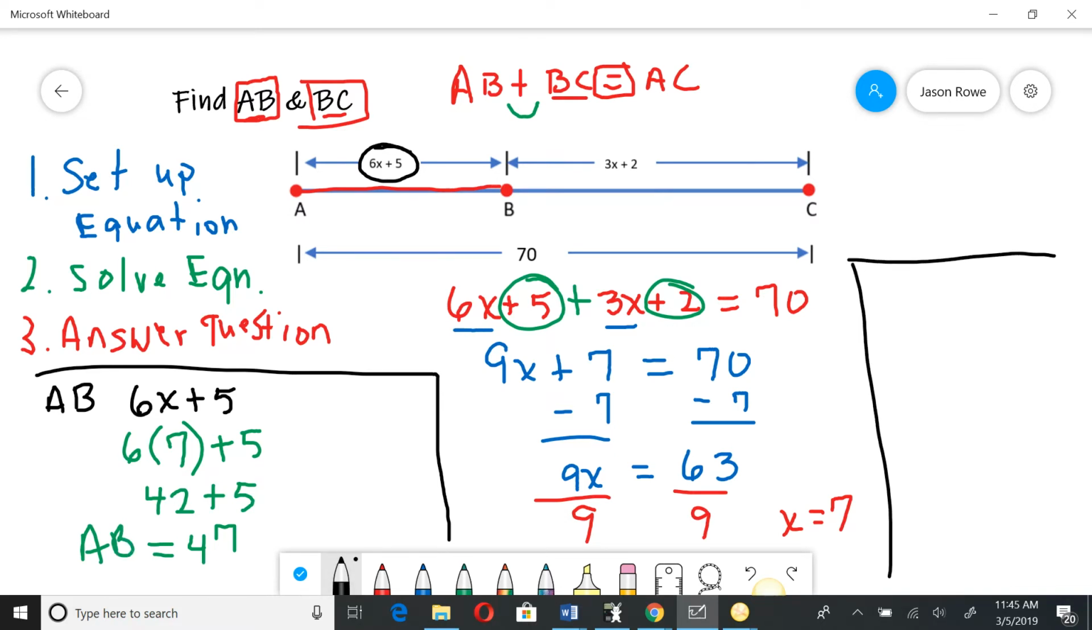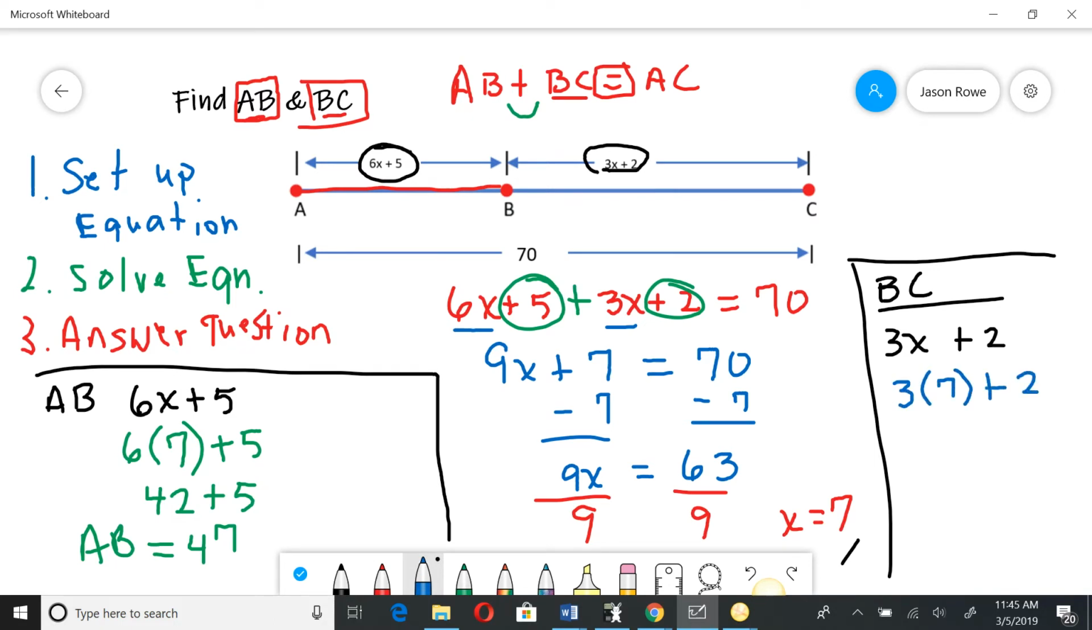And then over here, we're going to find BC. So again, BC, we know right here, is 3x plus 2. We're going to use that x equals 7 again right here. And we're going to replace x: 3 times 7 plus 2. 3 times 7 is 21. 21 plus 2 is 23. So BC is 23.